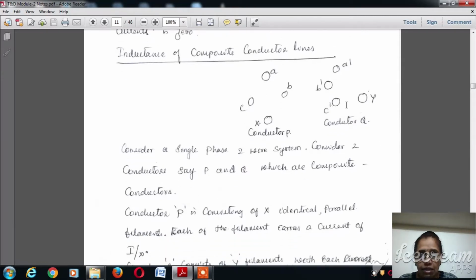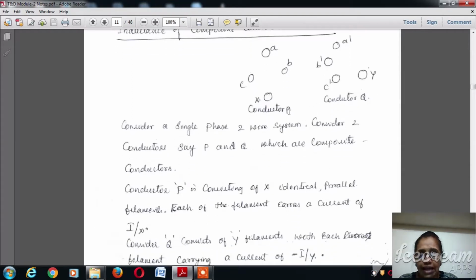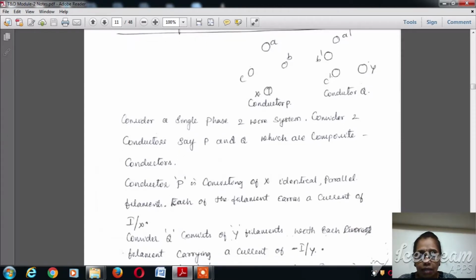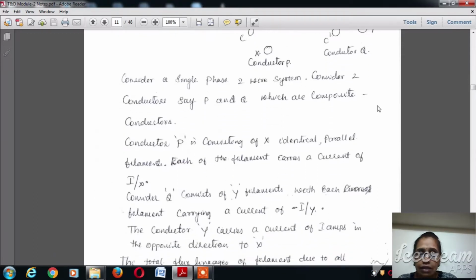Now we are going to consider this single phase 2-wire system. We are considering two conductors here, P and Q. P consists of X identical parallel filaments, and each filament carries a current of I divided by X. Conductor Q consists of Y filaments, with each filament carrying a current of minus I divided by Y. Conductor Q carries a current of I amperes in the opposite direction of P, which is why we consider it as minus I divided by Y.